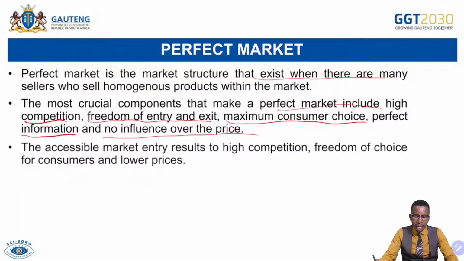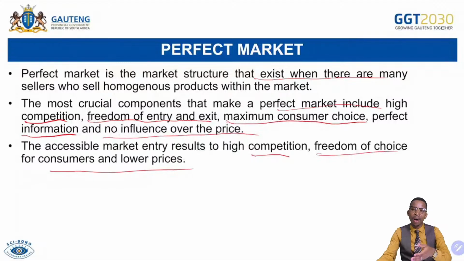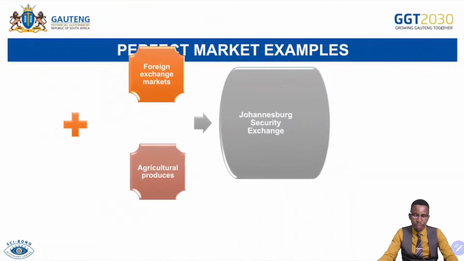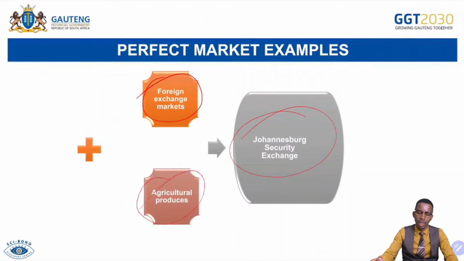The accessible market results in high competition, freedom of choice for consumers, and lower prices. These are some advantages of the perfect market. For perfect market examples, we talk about the foreign exchange markets, and then we talk about the Johannesburg Security Exchange, we talk about agricultural produce. We can add more.